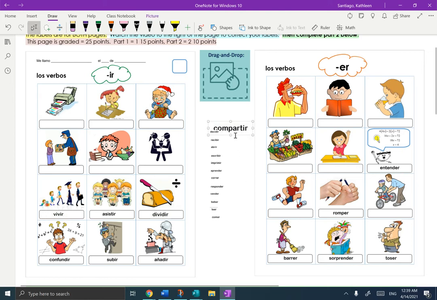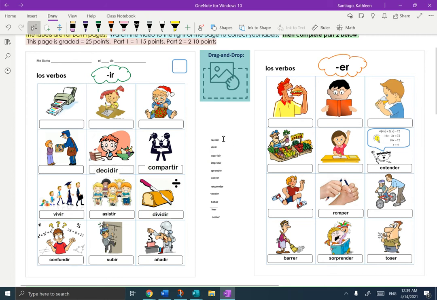Compartir, another IR verb. I remember this one by remembering my companion gets part. My companion gets part. That means I'm sharing. If my companion gets part, then I am sharing. Compartir. It's not going to fit right in the box, so I'm going to make it a little bit bigger. Compartir. Okay, decidir. Decidir, cognate, to decide.